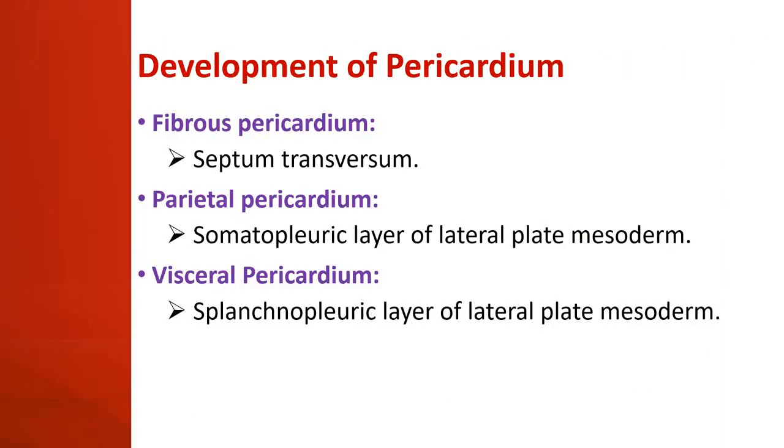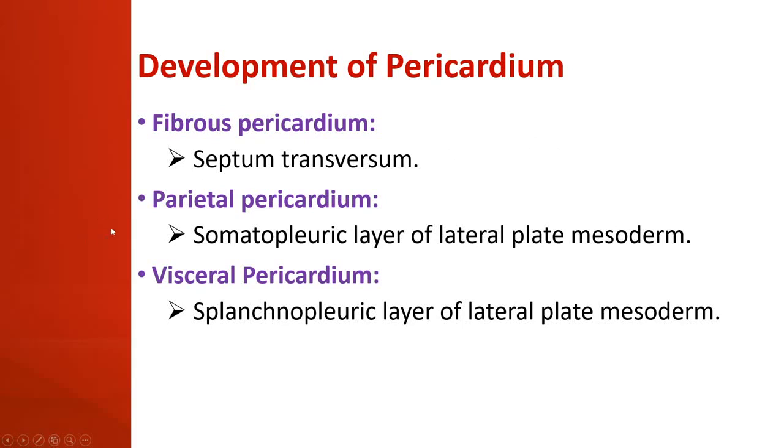Now a short description of the development of the pericardium. Only the sources of development, because we will learn the developmental process later on in detail. The fibrous pericardium is developing from the septum transversum, which is a mesodermal partition in the developing embryo to separate the thoracic cavity from the abdominal cavity.